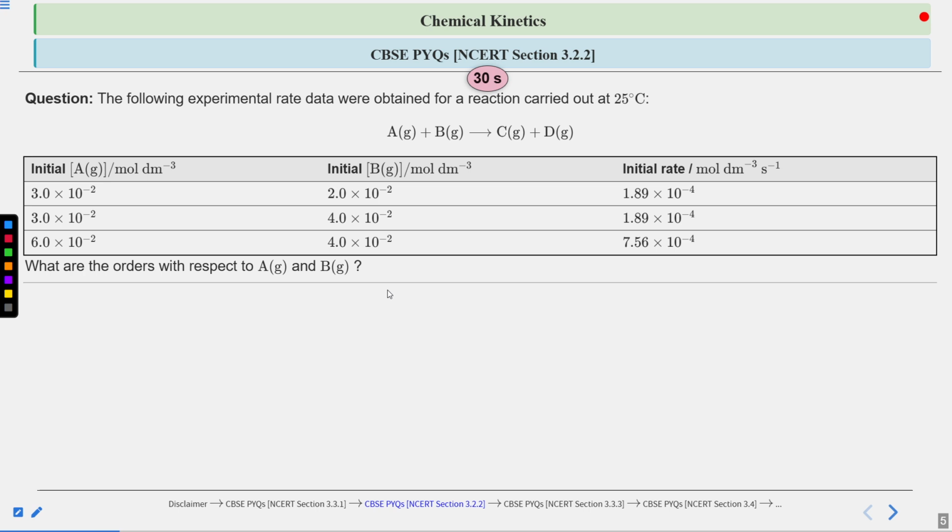So try to solve this and try to visualize how you can answer this. We will give you some time, and then we will see what is the correct way of writing the answer and what is the correct answer.